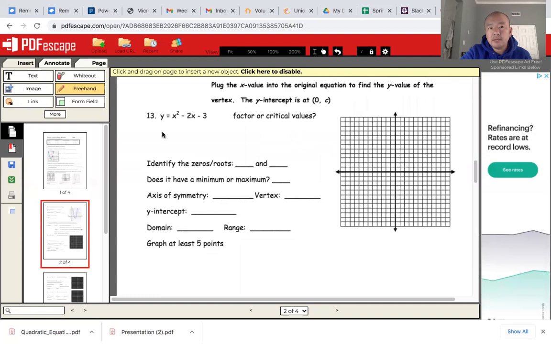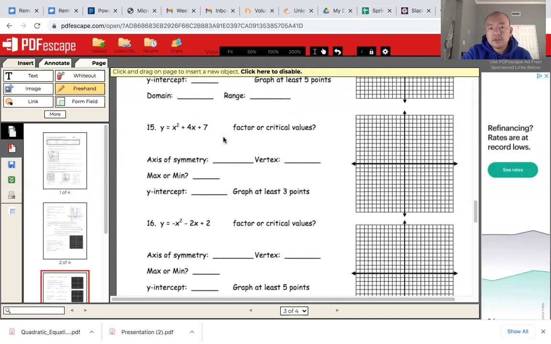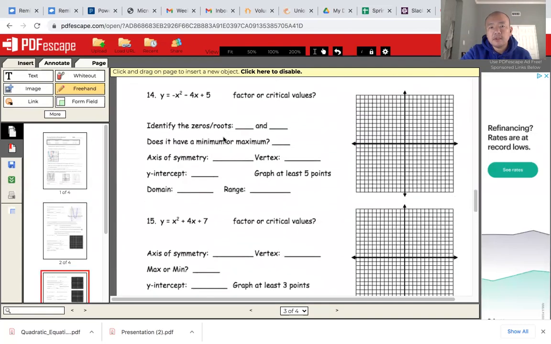Let me do one problem for you, and hopefully you'll be able to get the other ones. Let's do number 14, so that way you could pretty much answer the rest of the questions. We have y equals negative x squared minus 4x plus 5. What we have to do is identify the zeros, or the roots.